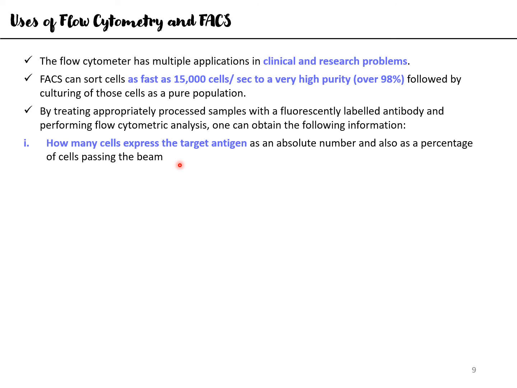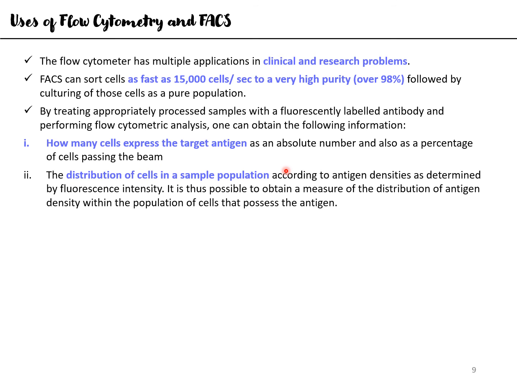Because the total number of cells passing the beam could be detected by the first detector, or the forward scatter detector. So you can get an idea of the number of cells that are expressing a target antigen as both an absolute number as well as a percentage or fraction of the total number of cells, the distribution of cells in a sample population according to antigen densities as determined by fluorescence intensity.